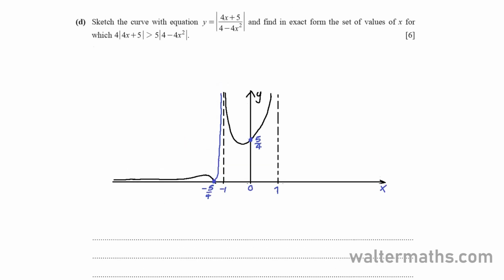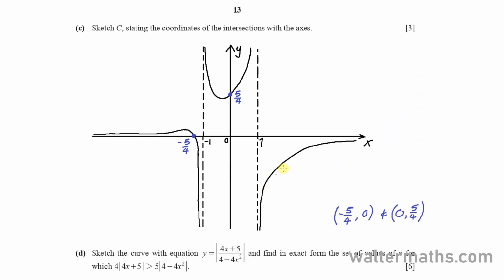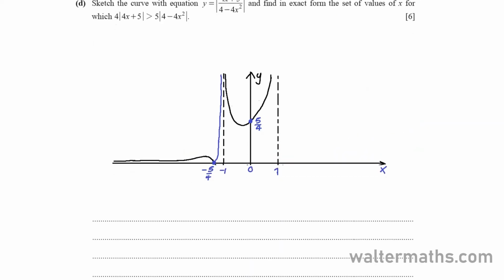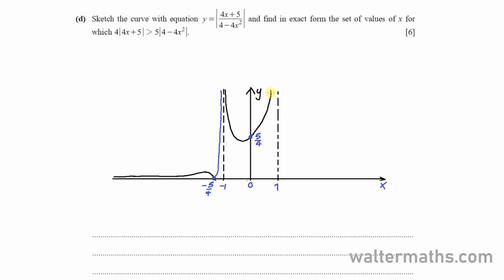And next we will reflect this tail that is below the x-axis, above the x-axis. So it will come out here. So we have it like this. So this is how the graph will be like.